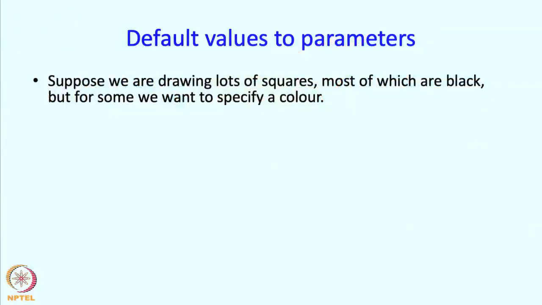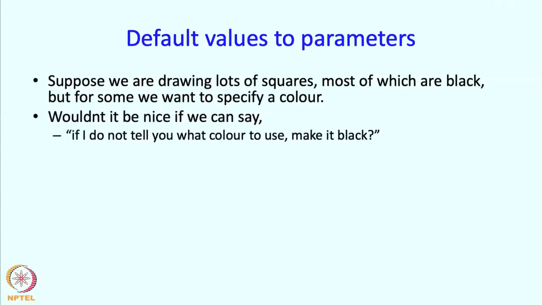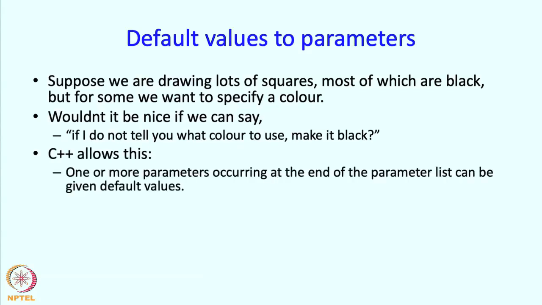So, as a motivating example, suppose we are drawing lots of squares and say most of these squares are black, but maybe for some we want to specify a color. Wouldn't it be nice if we can say, if I don't tell you what color to use, make it black. C++ allows this. So here is how.